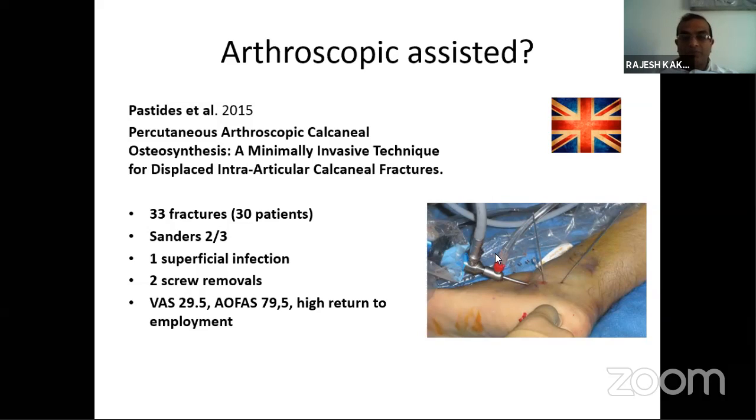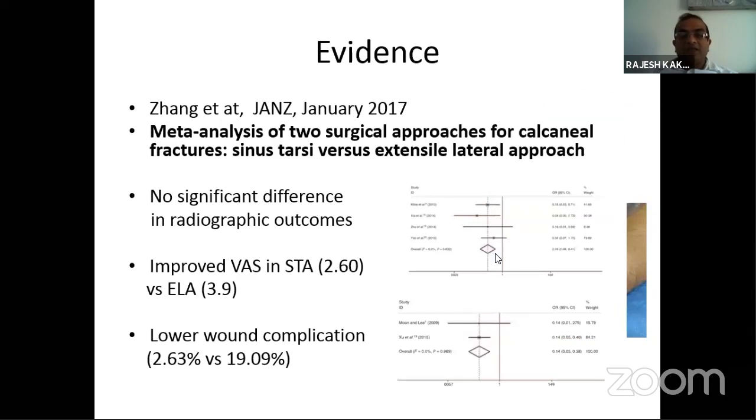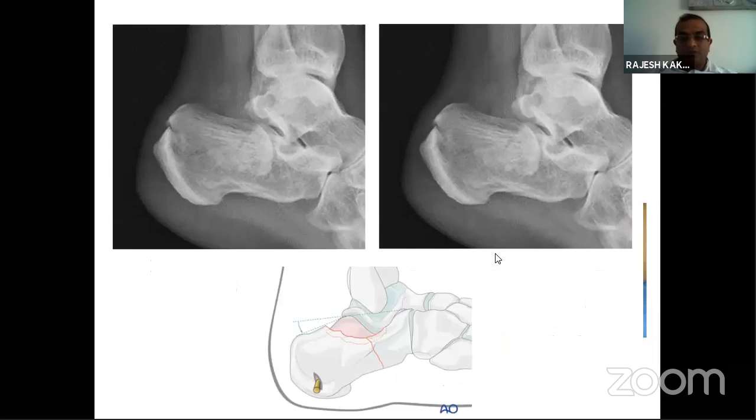They have both been shown to have lesser wound complication rates, and there is evidence from meta-analysis which shows that there's no difference in the radiographic outcomes between the sinus tarsi approach and the extended lateral approach, but they have much lesser wound complication rates in the sinus tarsi approach.